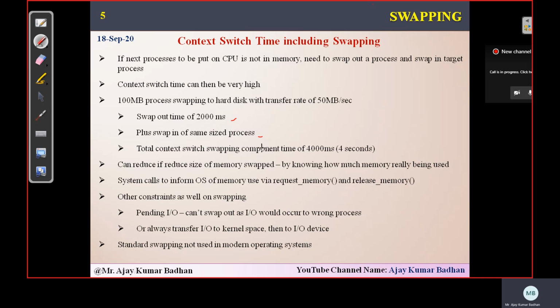The constraint here is that whenever we are swapping out or swapping in a process, we need to tell the operating system that we are performing this. That is one constraint. For that we require system calls. These are the system calls which we use: request memory, release memory. So if we are allocating memory dynamically or trying to access memory dynamically, that comes under system calls. Then it becomes somewhat typical, because system calls are related to your operating system, so definitely it is going to take some time for performing the operation. That is one of the constraints.